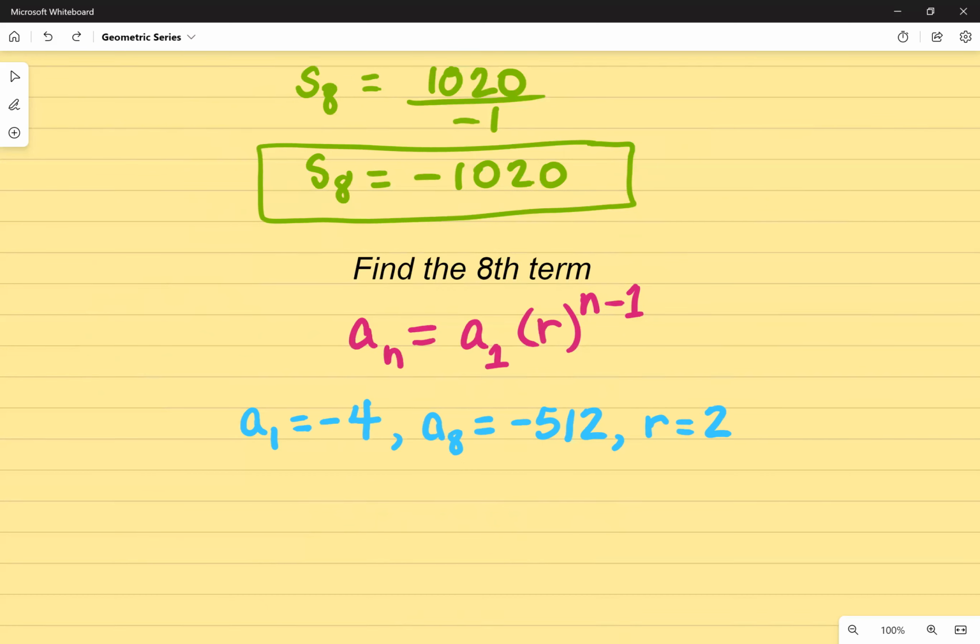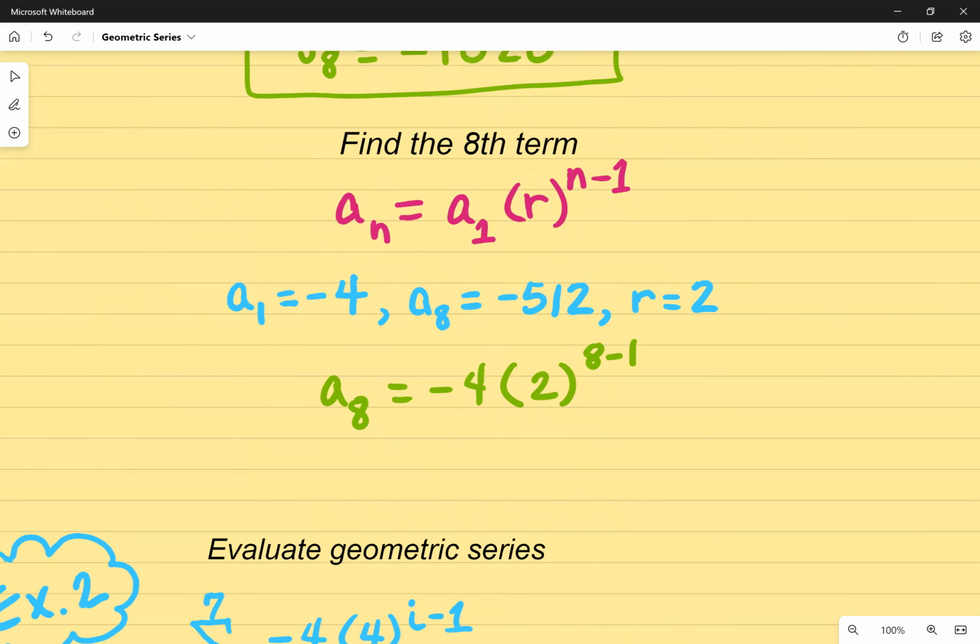So I'm just going to substitute in what I know. The n is 8. My A sub 1 is -4. It's times R, which is 2. And I'm raising it to the 8 minus 1 power. If I simplify this, A sub 8 is going to equal -4 times 2 to the 7th power, because 8 minus 1 is 7, and 2 to the 7th power is 128. And then my final answer for A sub 8 would be -512.